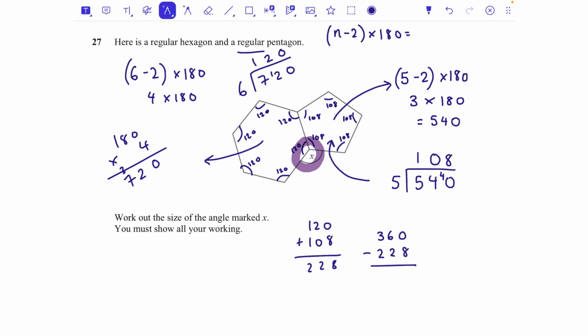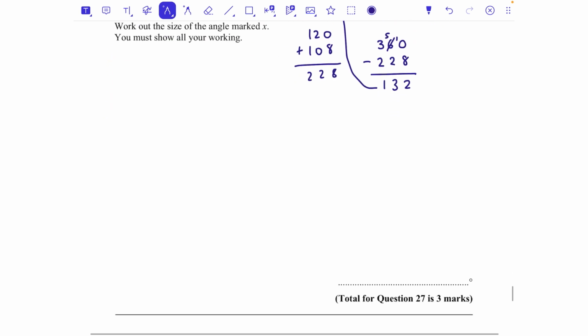If you've got more on the floor, you're going to borrow from next door. So 10 take 8 is 2, 5 take 2 is 3, and 3 take 2 is 1. So the angle there, x, is going to be 132 degrees. That was 3 marks for that one.